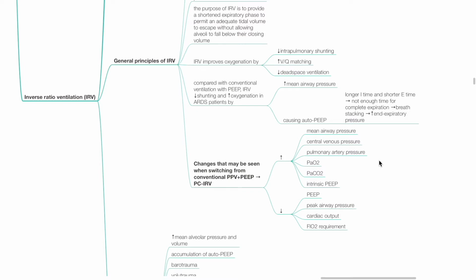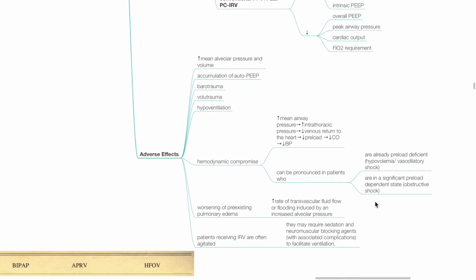Changes that may be seen when switching from conventional positive pressure ventilation with PEEP to pressure control inverse ratio ventilation include increase in mean airway pressure, increase in central venous pressure, increased pulmonary artery pressure, increased PaO2 and PaCO2, and increased intrinsic PEEP, reduced overall PEEP, reduced peak airway pressure, reduced cardiac output, and reduced FiO2 requirement.